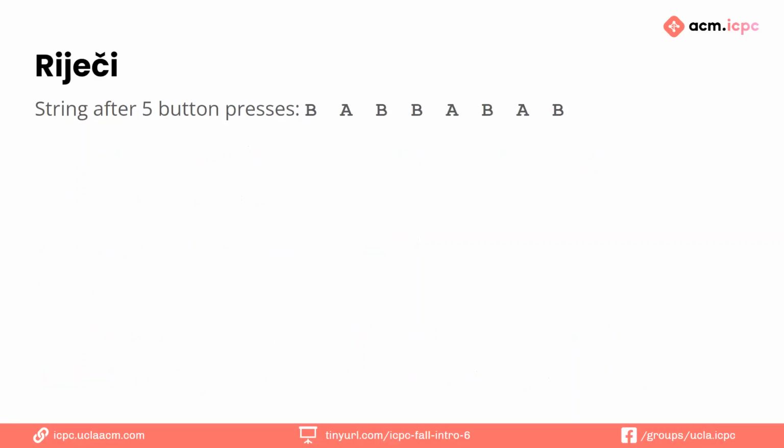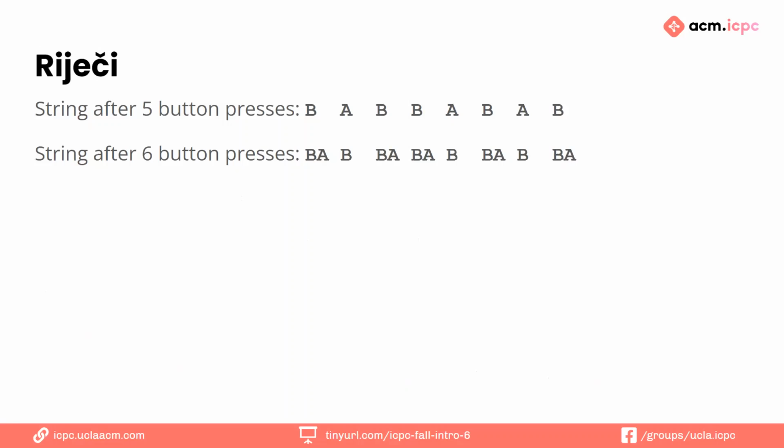So for example, here's a nice little graphic. Suppose that we have BA, BB, AB, AB after 5 button presses. Then after pressing the button 1 more time, we notice that each B becomes BA and each A becomes B. And so this is our string after 6 button presses. And so we notice that A(6) equals B(5) and B(6) equals A(5) plus B(5). And so our conjecture is that A(n) equals B(n-1), and B(n) equals A(n-1) plus B(n-1).